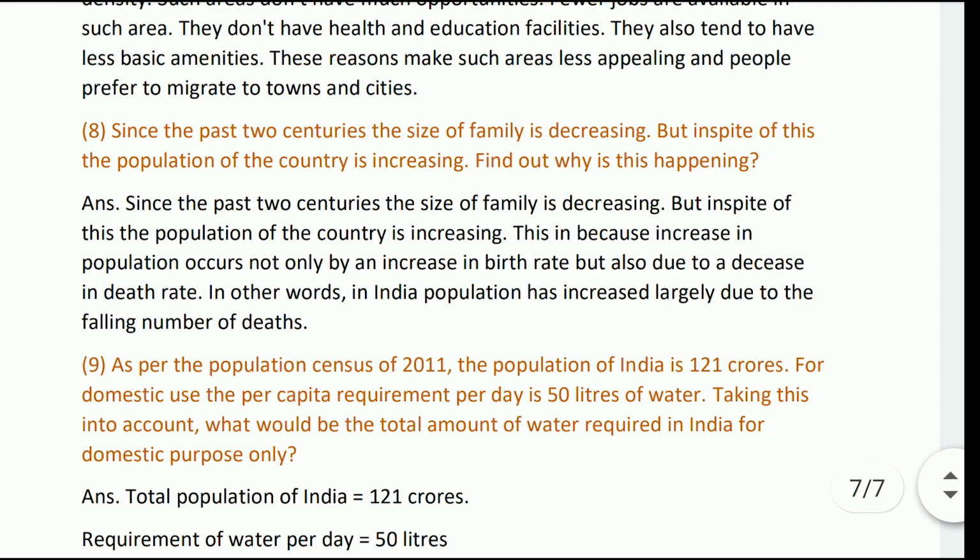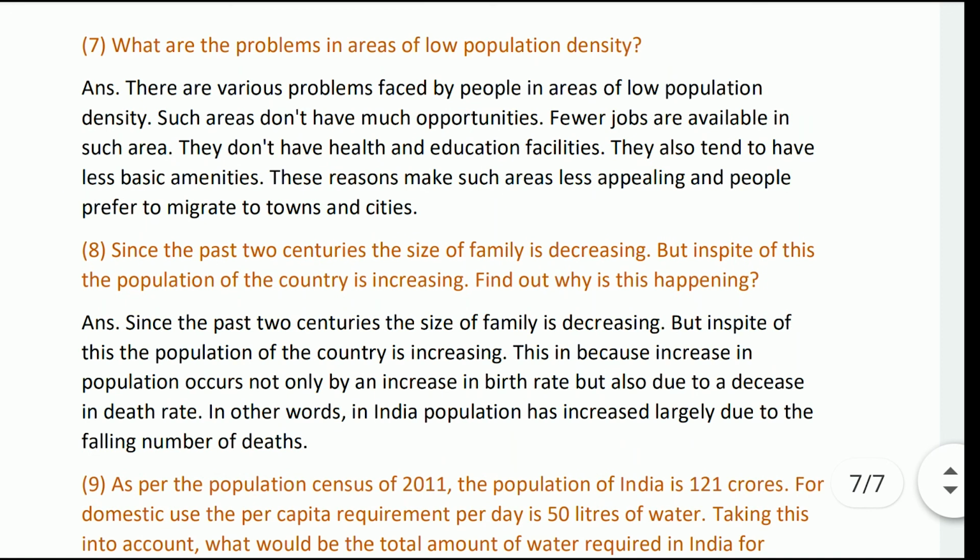What are the problems in areas of low population density? The various problems faced by the people in areas with low population density: Such areas do not have many opportunities. Fewer jobs are available in such areas. They do not have health and education facilities. They also tend to have fewer basic amenities. This makes such areas less attractive and people prefer to migrate to towns and cities.